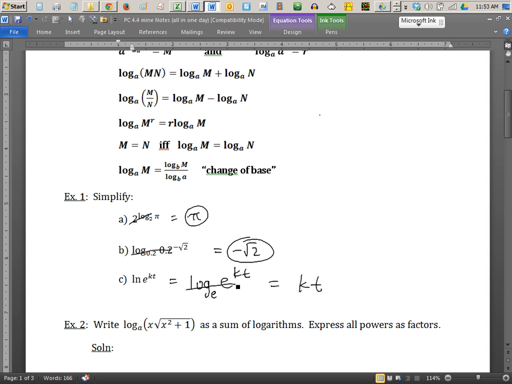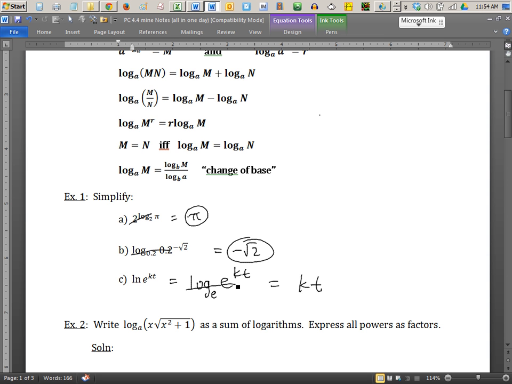Well, the calculator is first going to try to find the power of 2 that makes pi. And it's just going to come up with something like 1.4, or 1.12, I don't know. So what power of 2 makes pi? 1 point something, okay? And then the next question it's going to answer is, 2 to the 1.4 is what?